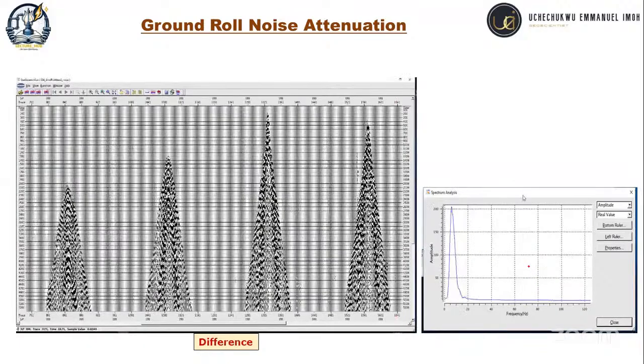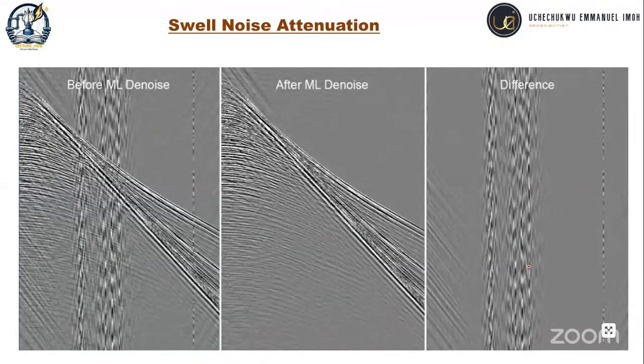And when you output the difference, which is this, you see that you only have your ground roll noise outputted. And the other noises we talked about, swirl noise and maybe linear noises, you can see them being attenuated, before and after, on this slide.